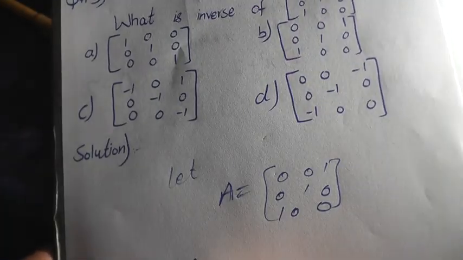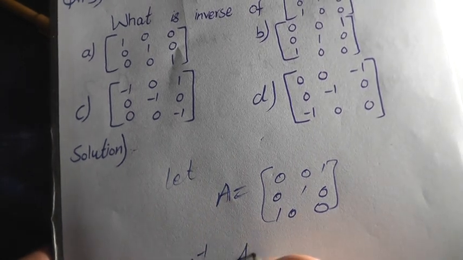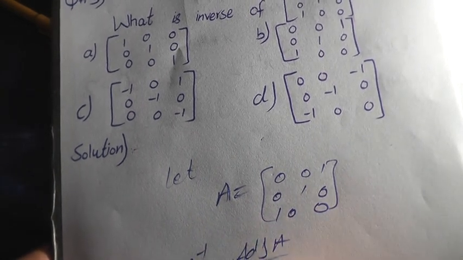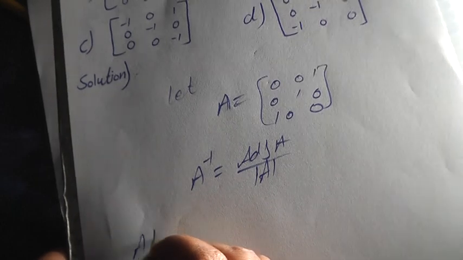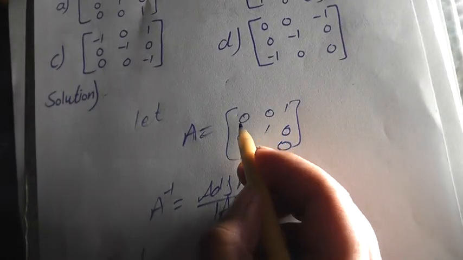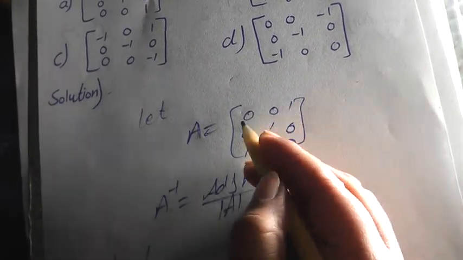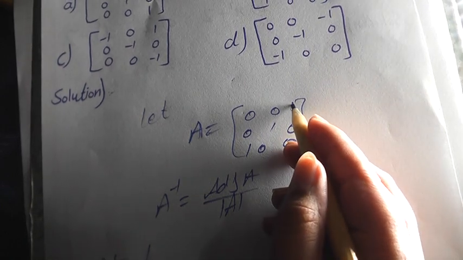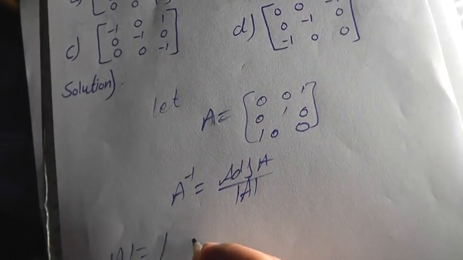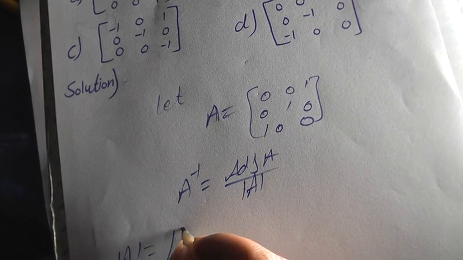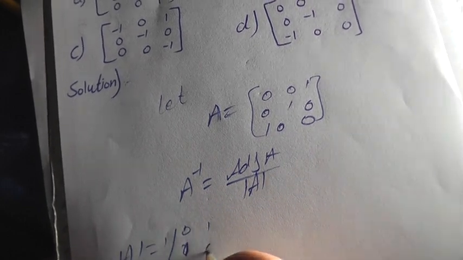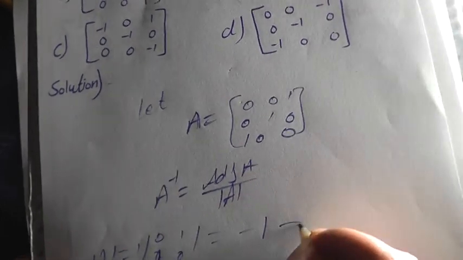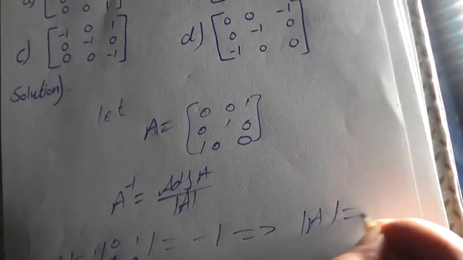As we know, the inverse of a matrix is equal to adjoint of A over determinant of A. If we find the determinant of this matrix, expanding from the first row, we get 0 minus 1 times (1 0 1 1 0)... which is equal to -1. That means the determinant of this matrix is equal to -1.